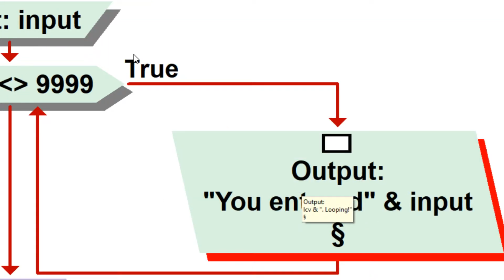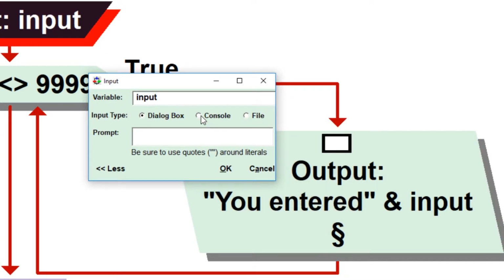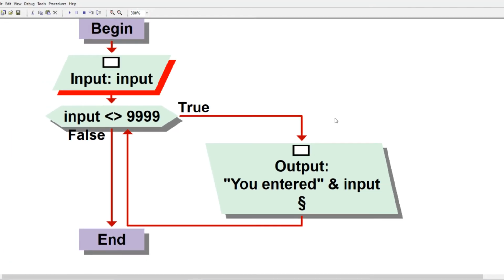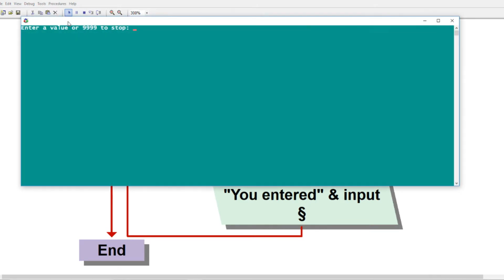And one of the things you'll note that I didn't do above is I'm going to come back up to my input, and I'm going to change my input from dialog box to console as well. And I'm going to put "enter a value or 9999 to stop." And I'll hit OK. And I'm pretty much at a point where I can run this. And note that now, just like I was using the console for output, I'm going to use the console for input. So let's see what this looks like when we run it, because it might be a little different than what we're used to. Instead of having the pop-up windows, we're going to have the console.